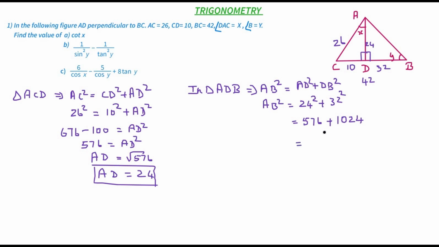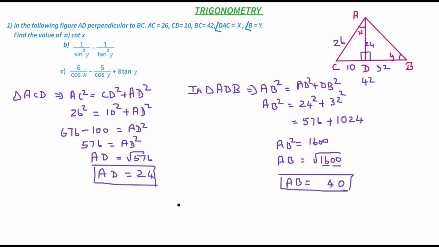So now let's add up these two. 576 plus 1024, we get 1600. So AB square is equal to 1600. So what is AB? AB is square root of 1600. So now it's a pretty big number, right? So you need not find the square root using the long division method. It is pretty simple. Since there are two zeros, you will take out one zero outside, and 16 is also a square number. So root of 16 is 4. Pretty easy. So AB is 40. So we have got the value of AB.